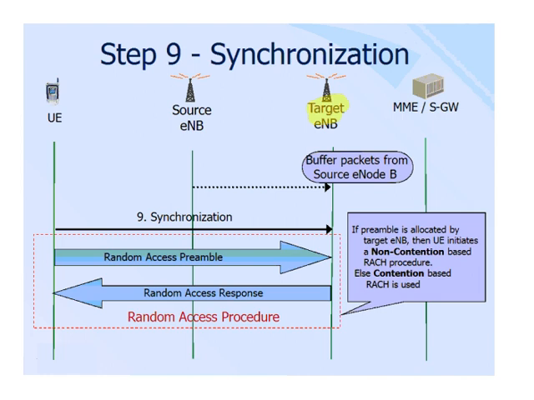So the target is now buffering the packets coming from the source eNode. In the meantime, the UE is using the random access preamble, the dedicated one, and no contention in that case, and whenever the target can detect that preamble, it will send the random access response. So this way we are establishing the radio link between the UE and the new cell.